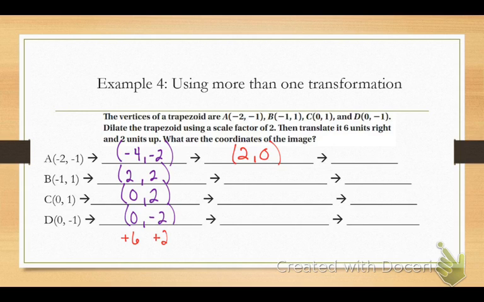Got them. Lydia, what'd you get for B? 4, 4. Yep. All right, Aiden, Austin, what'd you get for C? He said 6, 4. Do you agree? Very good. And Janice, what'd you get for D? Yep, 6, 0. All right, very good.